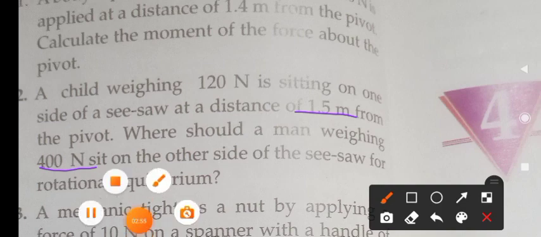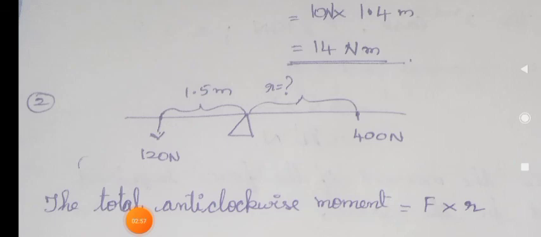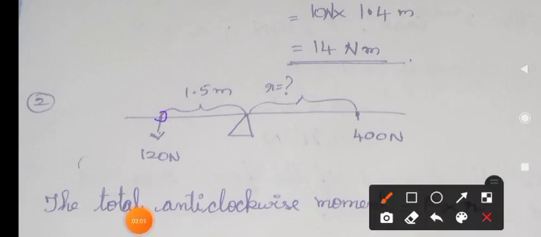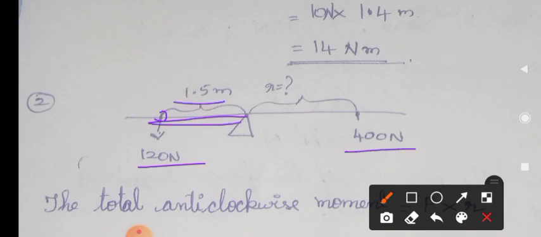Let us discuss. So the child is sitting at this point. The force of the child is 120 Newton and the distance between the pivot and the child's position is 1.5 meter. And the force of the man who is sitting on the other side of the seesaw is 400 Newton, and we have to find at which distance he is sitting. So we want to find out the R. So this is the question given, right?